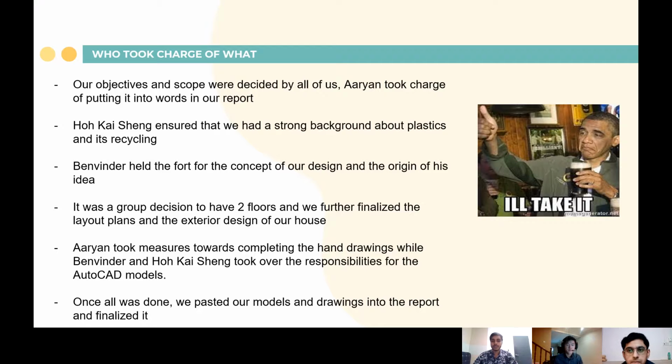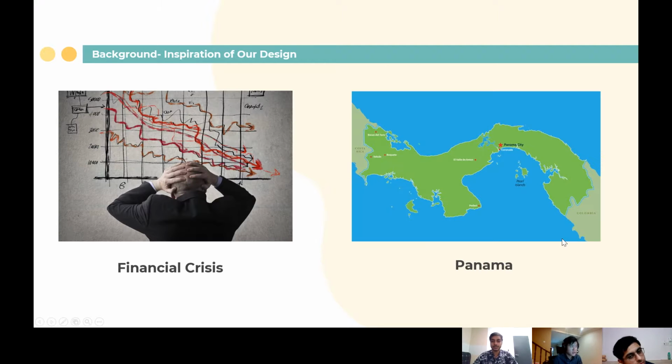And we discussed as a group that we're going to have two floors, and we further finalized the layout plan and the exterior of our house. I took measures towards completing the hand drawings, and Benvinder and Hoh Kai Sheng were in charge of the AutoCAD models. Once we were done with all our hand drawings and our AutoCAD models, we finalized it into a report and put the required words into it. Now I'll pass it on to Hoh Kai Sheng to continue with the background.